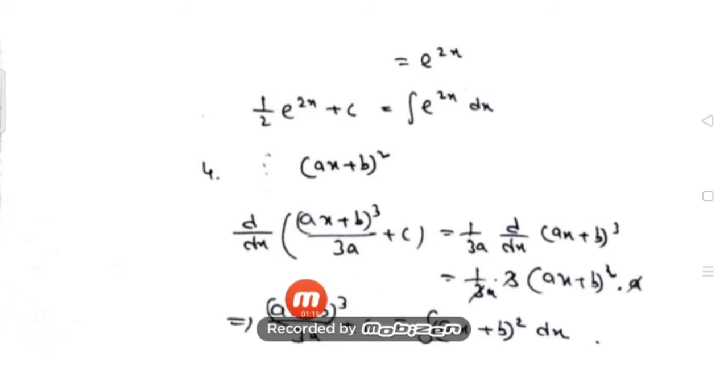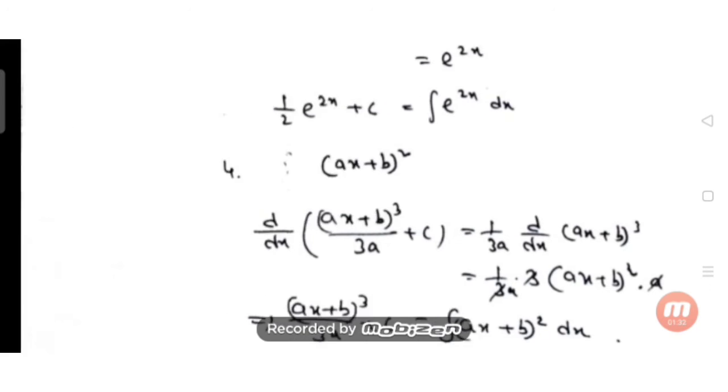And by the definition of integral, what have we got? (ax plus b) whole cube by 3a plus c is equal to the integration of (ax plus b) whole square into dx. Hope you understand this type of thing. And sometimes what happens, here you will see this thing, just a minute.